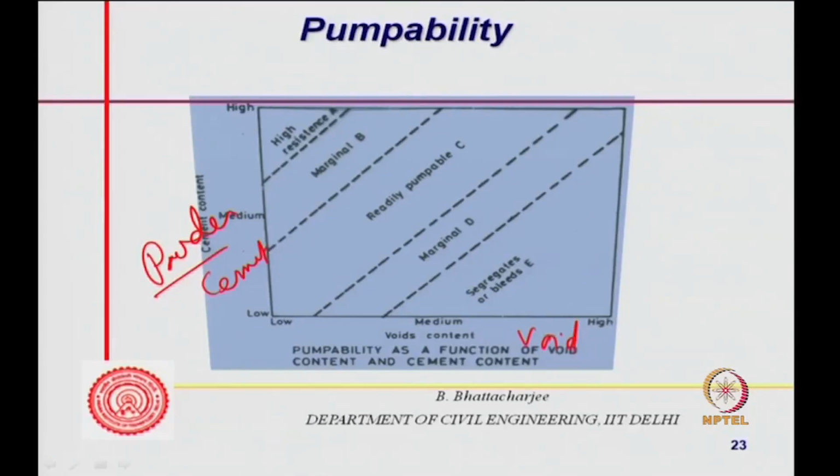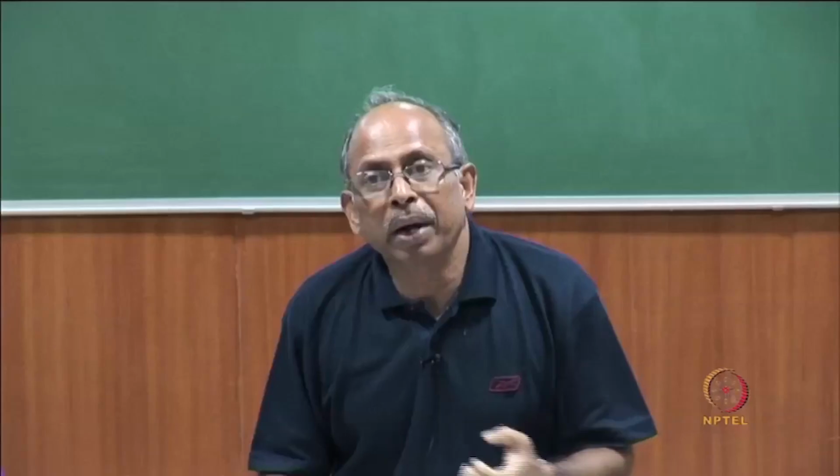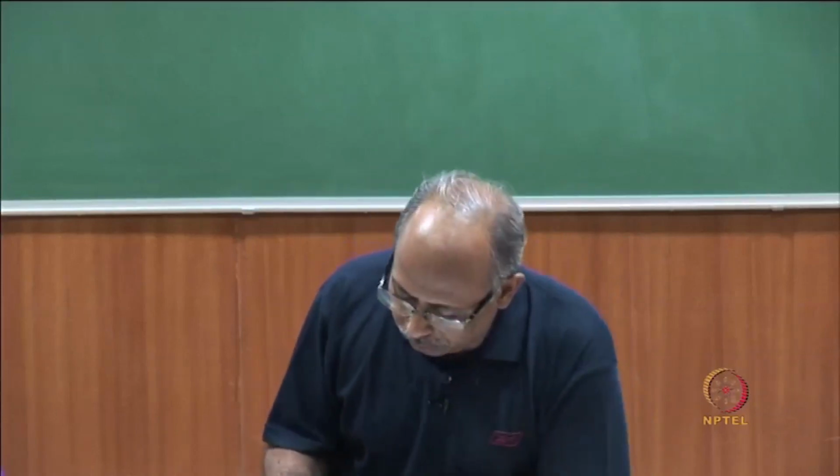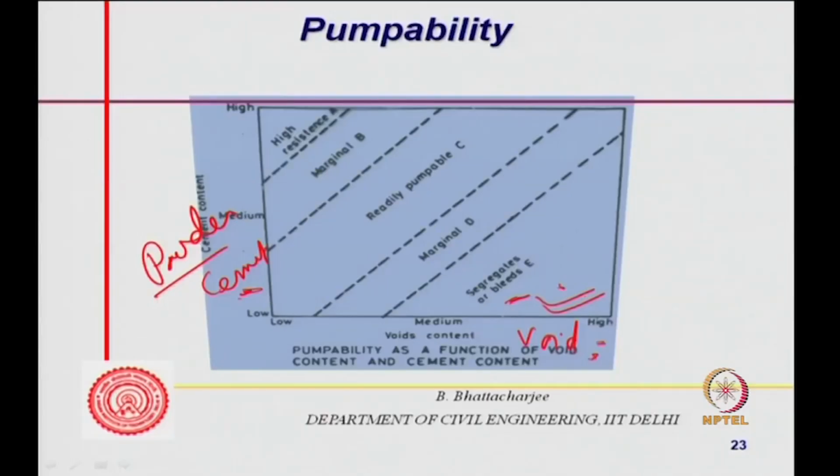So, when you have a lot of voids in the system, high voids, and very little powder content, the voids will remain, and if you try to pump, it will cause segregation and choking. It is high void in the system, lesser powder material. So it will cause segregation, or if you have too much water in the system, it can even cause bleeding, right. So, this zone is not very good for pumping, because you do not have sufficient powder in the system.